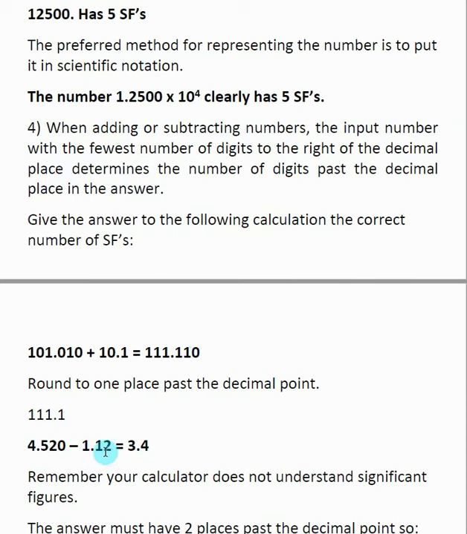Do the same one. I subtract these 2 numbers. In order to figure out how many digits past the decimal place in my answer, I look at the digits past the decimal place in my starting numbers. This one has 3, this one has 2. That means my answer can only have 2 digits past the decimal place.